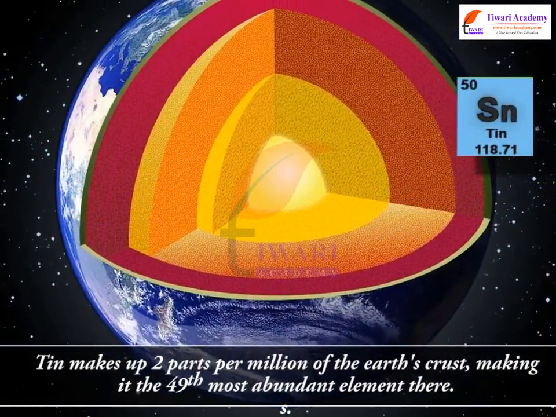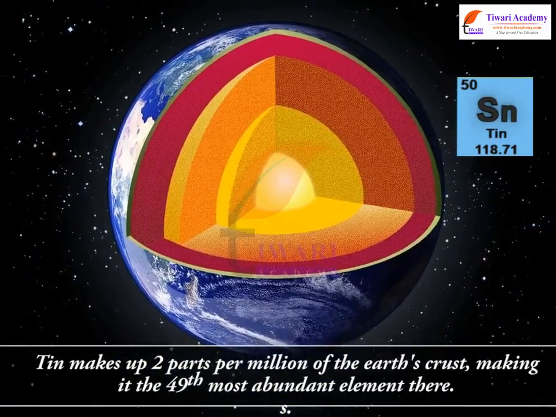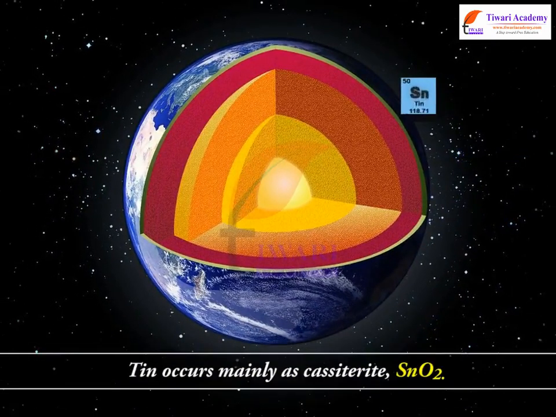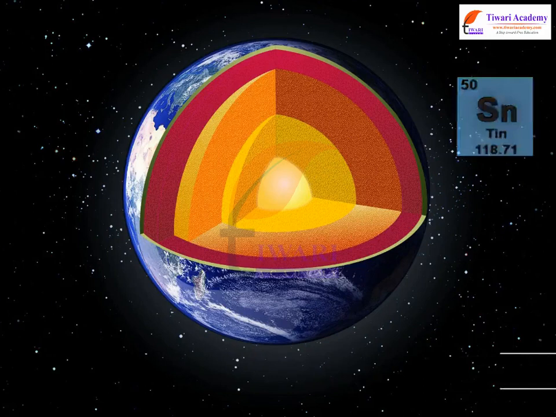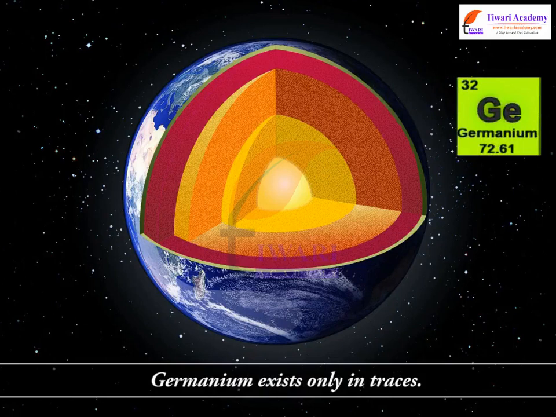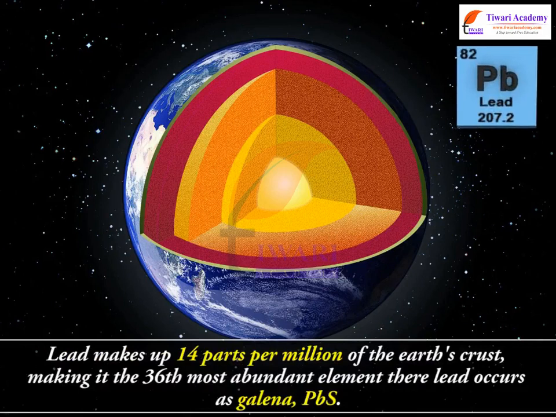Tin makes up 2 parts per million of the Earth's crust, making it the 49th most abundant element there. Tin occurs mainly as cassiterite SnO2. Germanium exists only in traces. Lead makes up 14 parts per million of the Earth's crust, making it the 36th most abundant element there. Lead occurs as galena PbS.